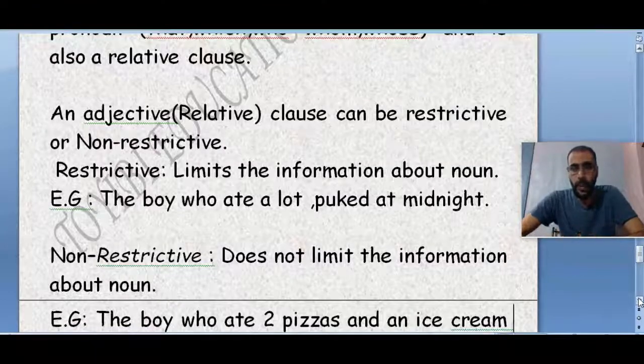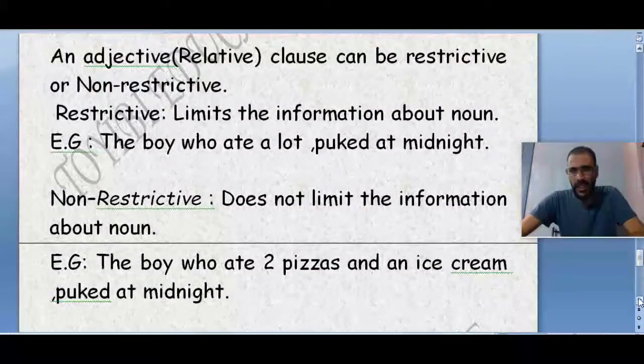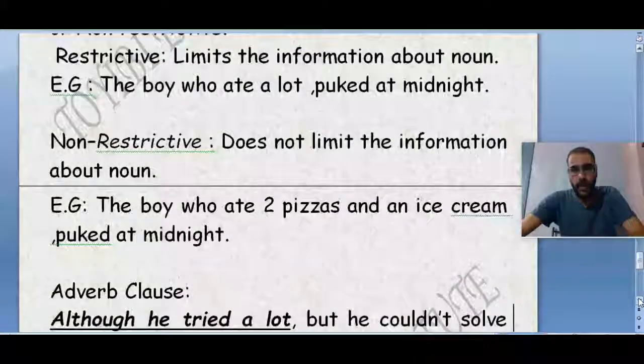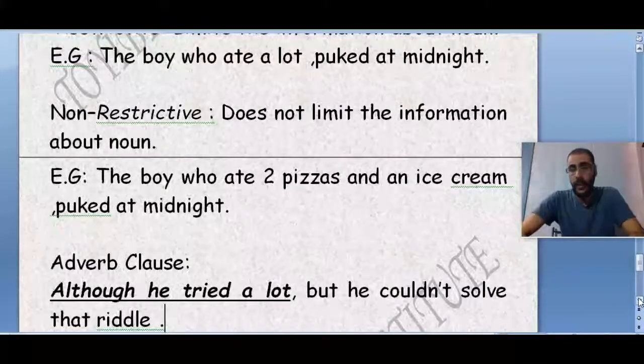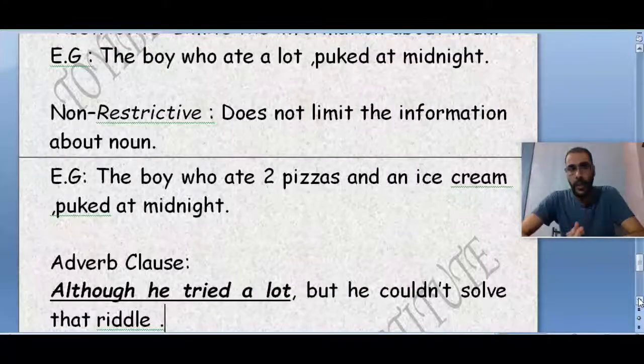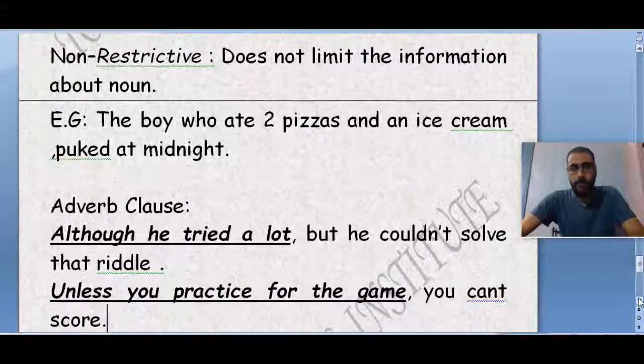Compare it with non-restrictive clause. It does not limit information related to noun. Here's the example. The boy who ate 2 pizzas and an ice cream puked at midnight. Now ये हमें इस time पे exact quantity बताता है. The boy who ate 2 pizzas and an ice cream, then after that he puked at midnight.